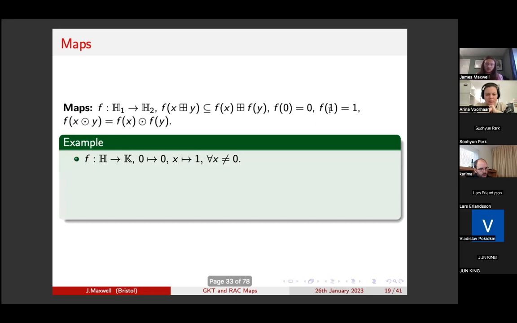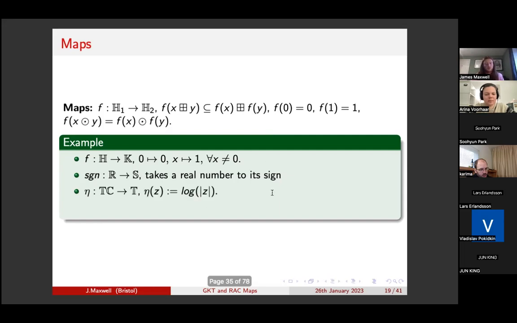Some other details: the additive neutral element is sent to the additive neutral element, the multiplicative neutral element is sent to the multiplicative neutral element, and multiplication behaves as expected. Some examples that we're going to look at today: like I said, you can take any hyperfield to the Krasner hyperfield by sending 0 to 0 and everything that's not 0 to 1. The sign hyperfield homomorphism takes the real numbers to the sign hyperfield by just taking the sign of the real number.